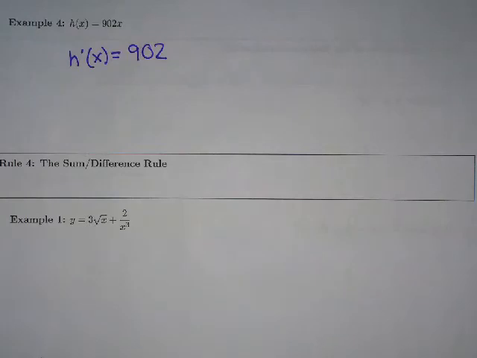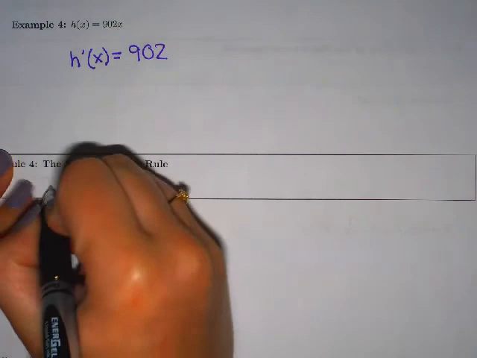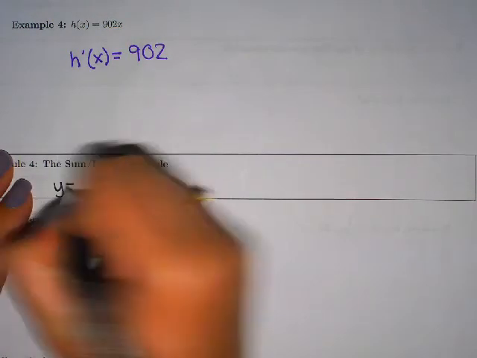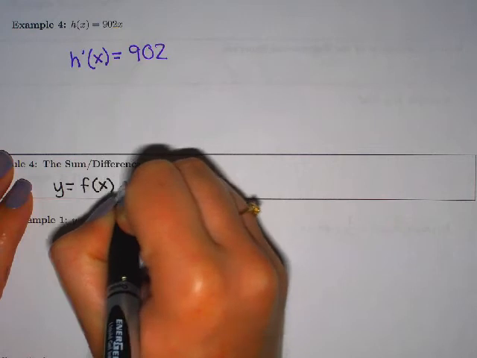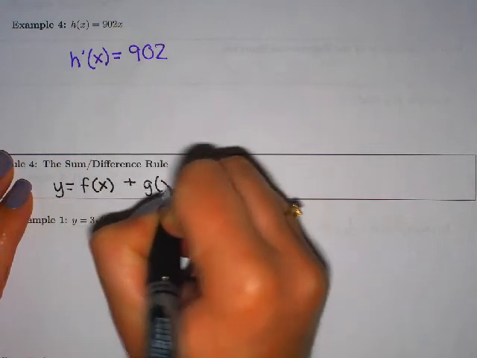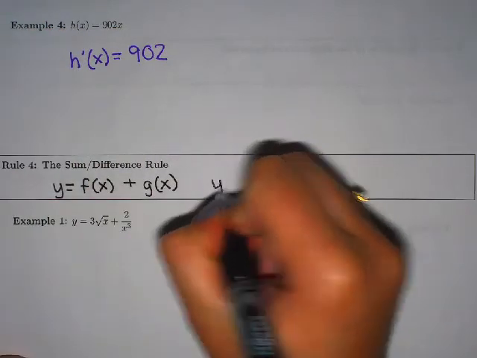Rule 4, we have the sum and difference rule. So this says if you have a function y equals f of x plus g of x, and this could just be like x squared plus 1. You have something plus another thing. How are you going to take that derivative? How are you going to find y prime?